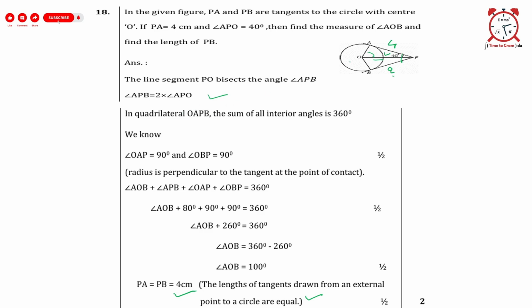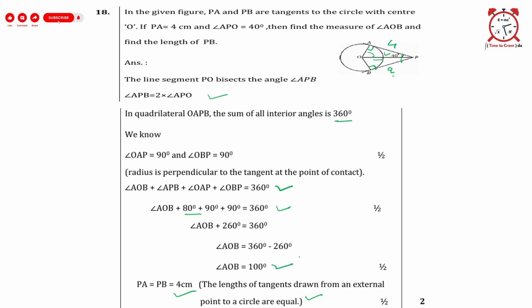In this quadrilateral AOBP, it is very clear that its total sum is 360, and these two angles are 90 degrees, that we know. So 90 plus 90 is 180. We will take the angle sum property of quadrilateral here. We will keep 90, 90 here. Then we also found the angle APB is 80 degrees. So after keeping all the values, we will get angle AOB as 100 degrees.